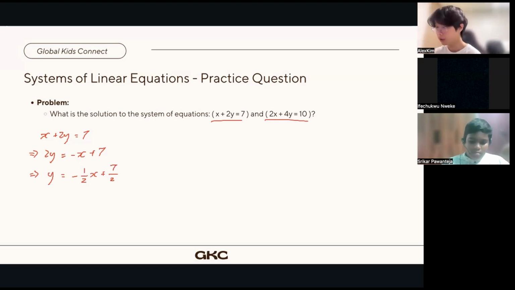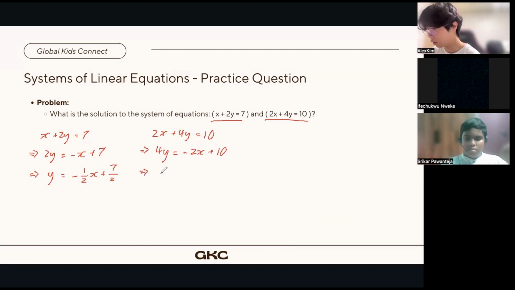And then we do the same thing for the other line. So if we have 2x plus 4y equals 10, then we get 4y equals negative 2x plus 10. And then again, divide by 4 so as to isolate the y. We get negative 1 over 2 x plus 5 over 2.